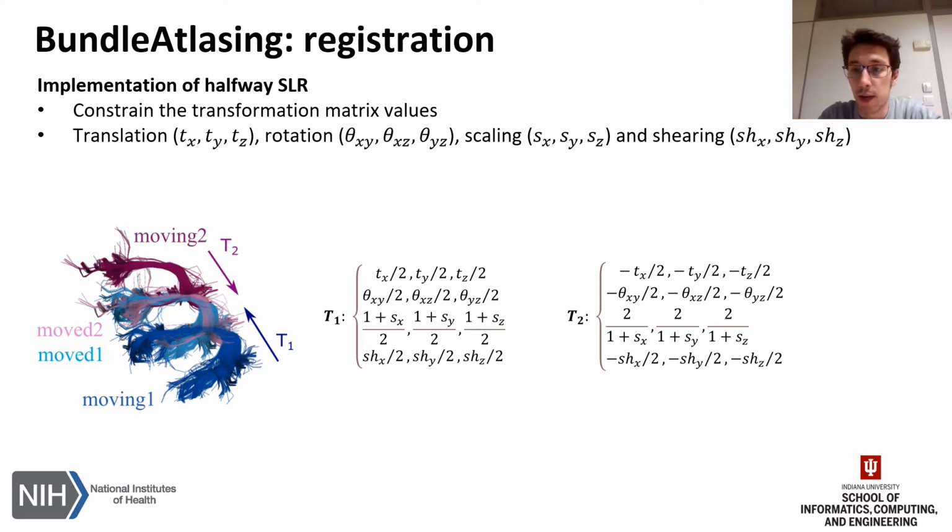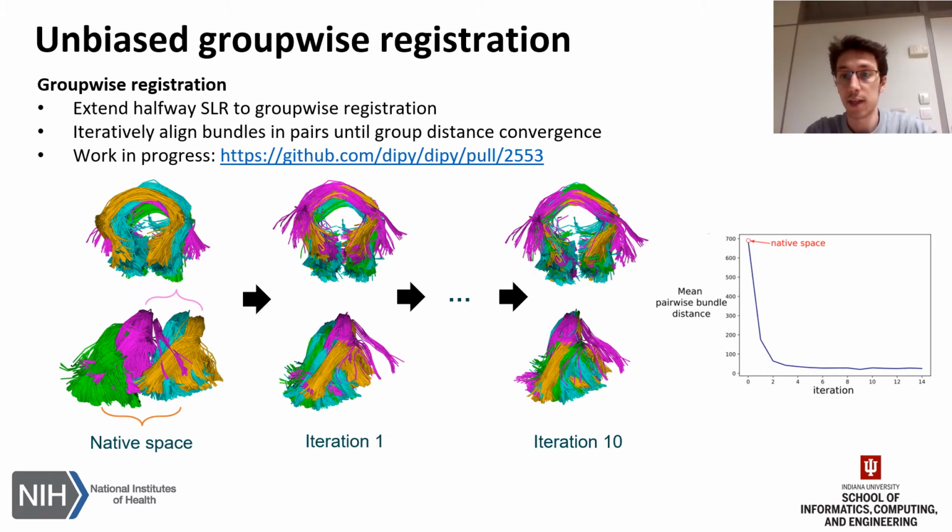This way we are optimizing 12 parameters as we did before. An interesting application of this halfway registration is that since we are able to align both bundles to a space that is not biased by any of the two bundles, we can extend this logic to a group-wise registration setup, in which, for example, let's say that we have 4 forceps major bundles, and we would like to register them group-wise, without having any atlas or any kind of reference.